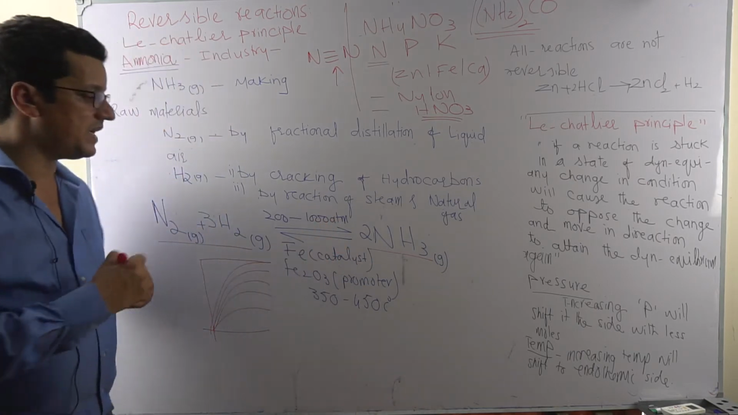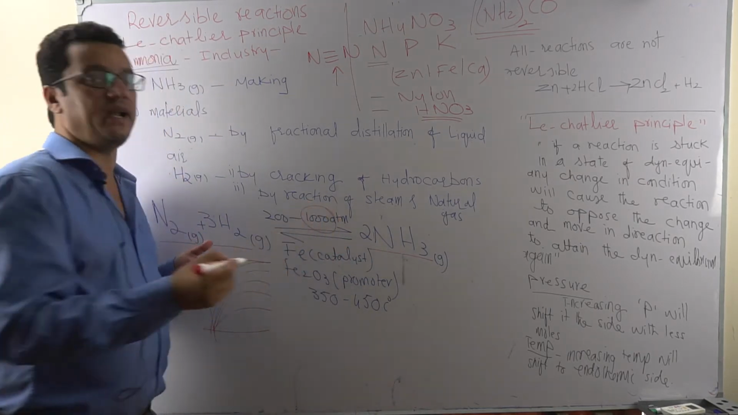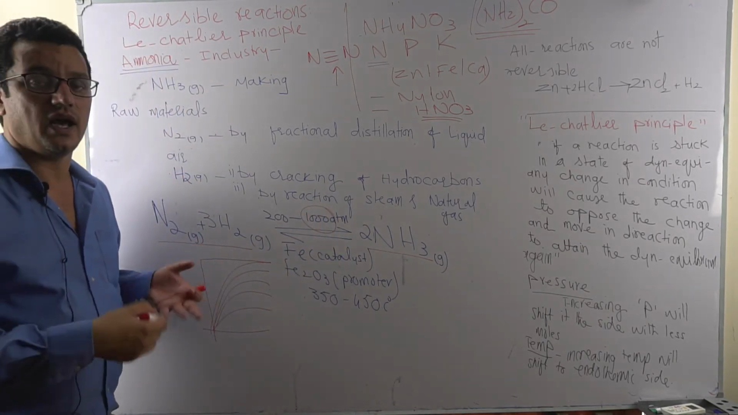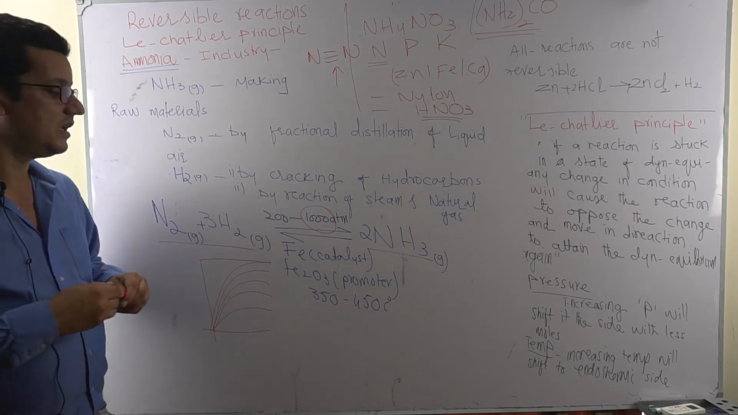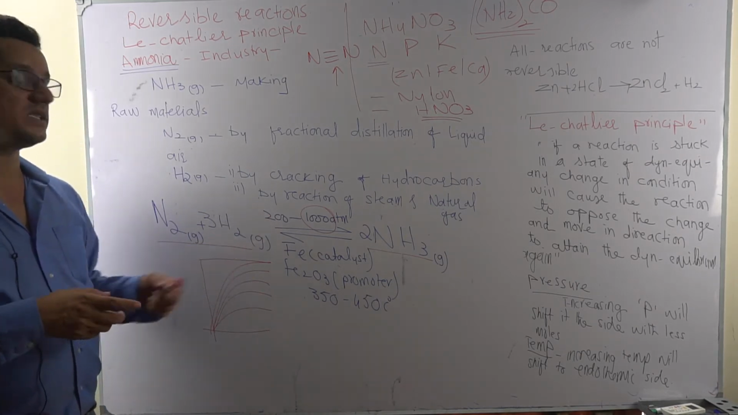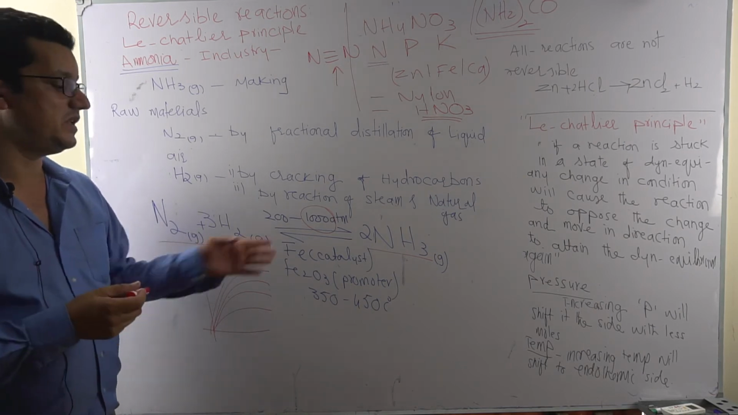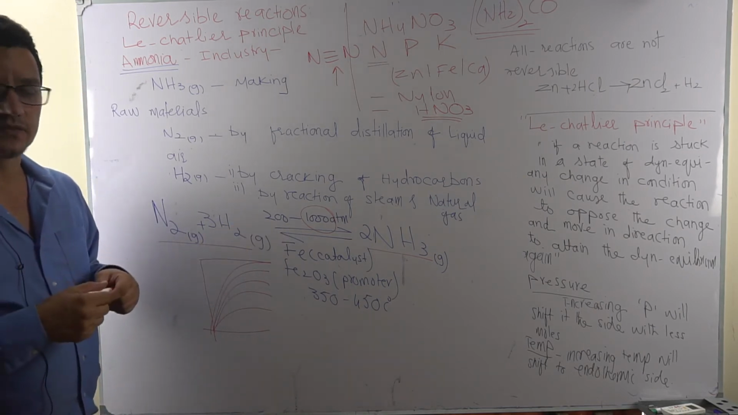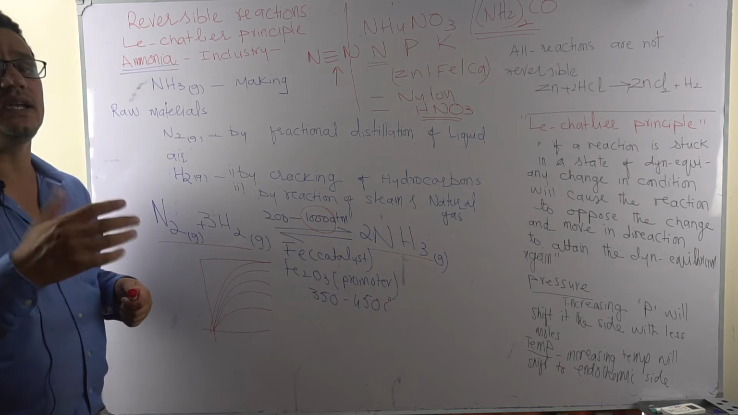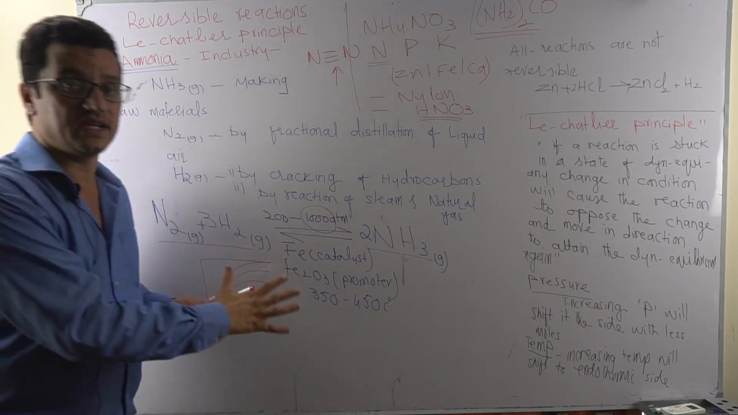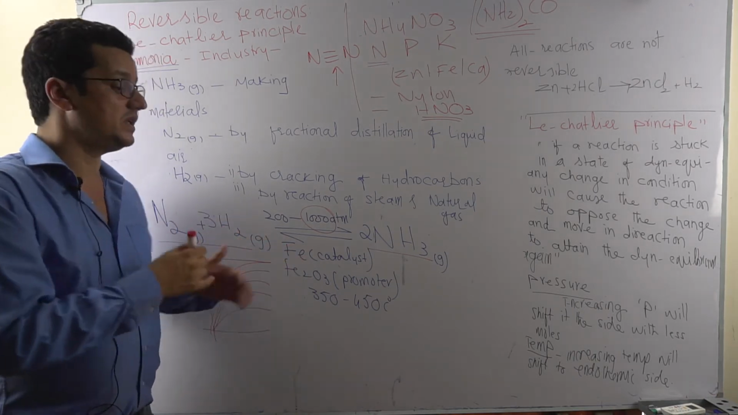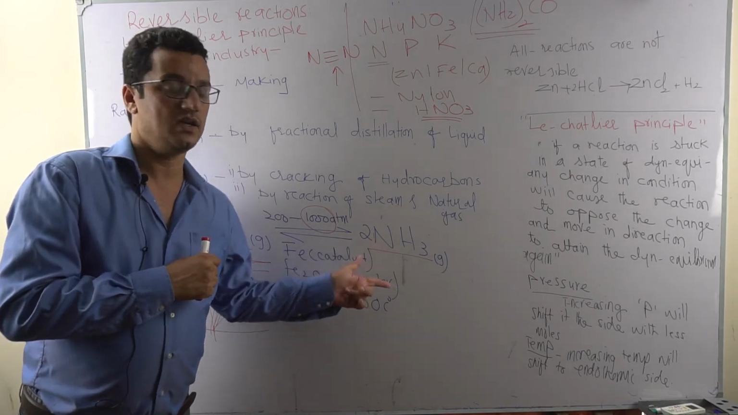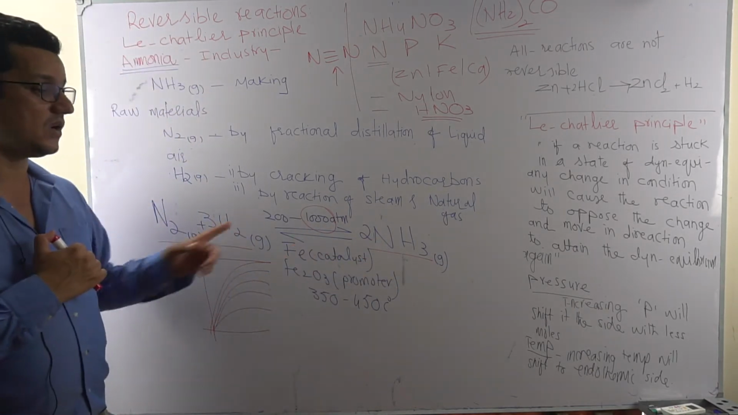But increasing the pressure also increases the cost. So depending on the situation, the country and how much the industry can afford, the pressure is adjusted, but normally it lies at 200 and beyond. The best may be 200 atm, not too much. A very high pressure will definitely increase the yield, but it also increases the cost of the reaction. So it is adjusted between 200 and 1000 atm.